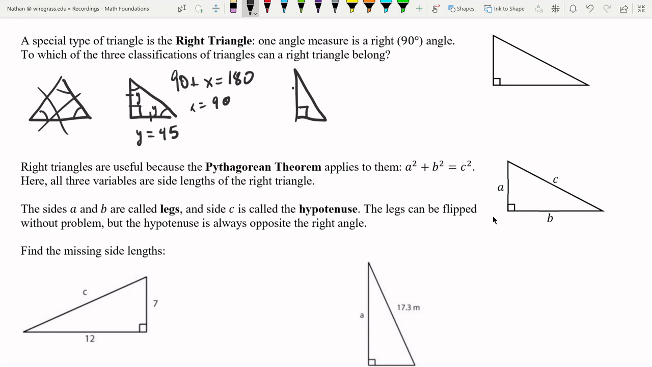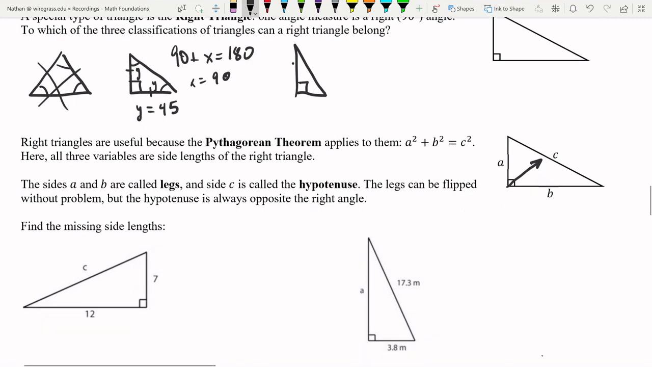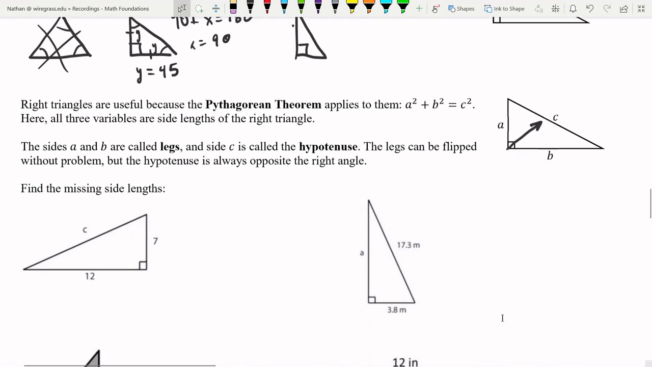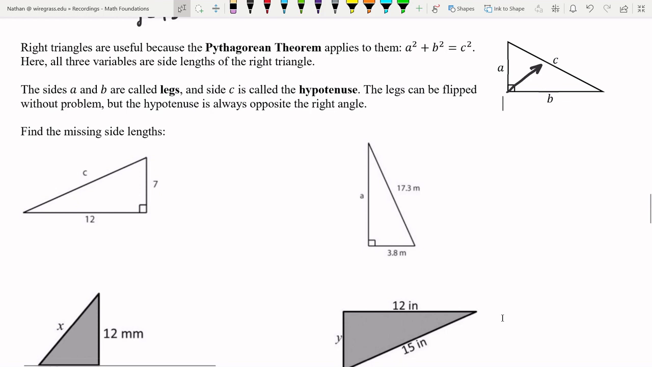What is important is that what's opposite the right angle is the C side, and this is called the hypotenuse. It's always opposite the right angle. As long as you find the hypotenuse correctly, then A and B can be whatever, and it'll always work out. Okay, so as long as we have a right triangle, we can use the Pythagorean theorem.